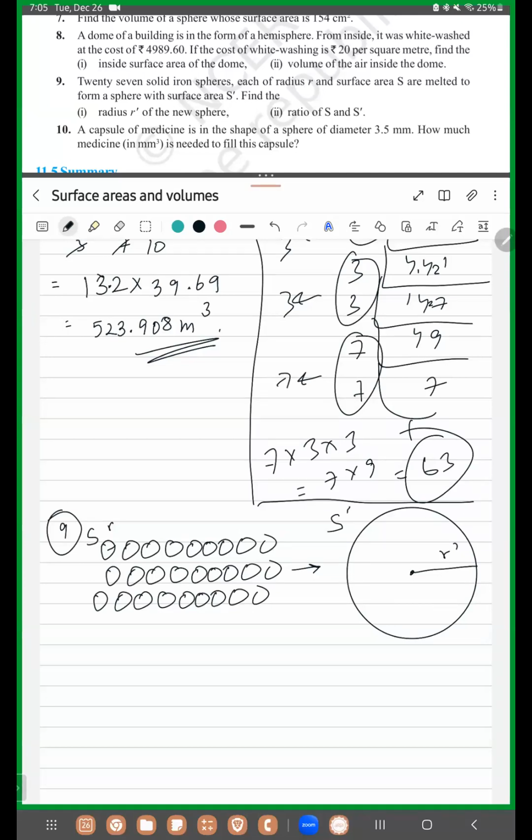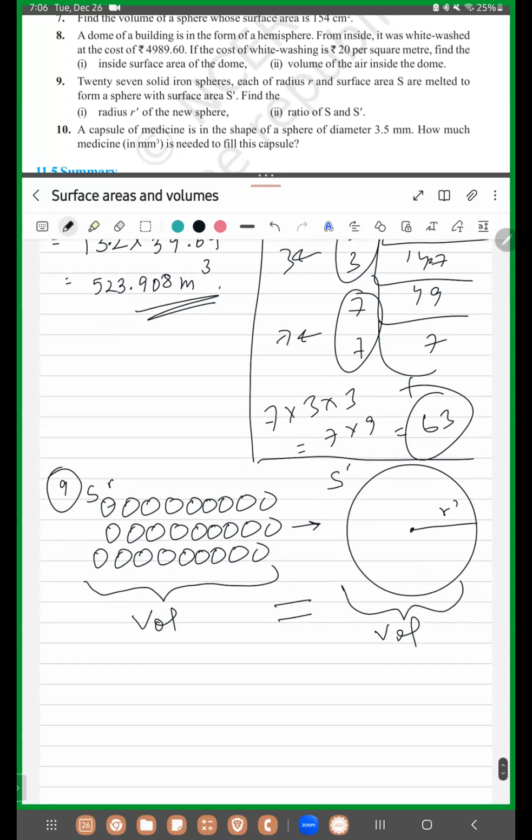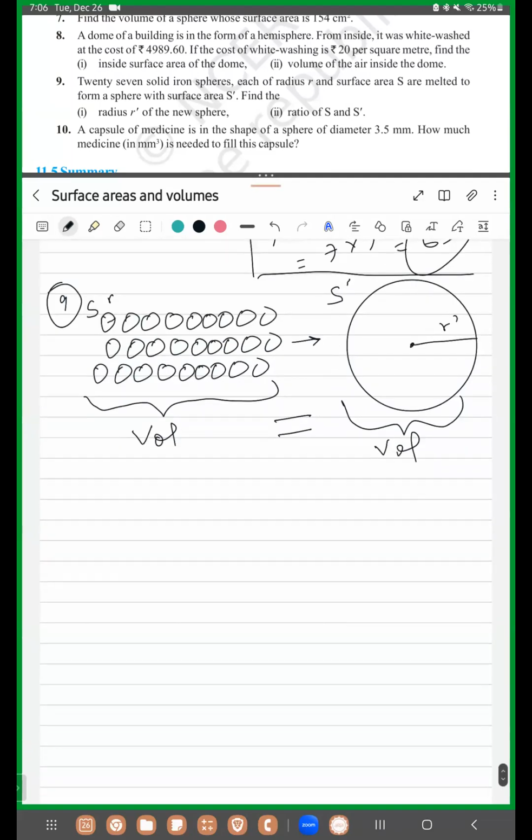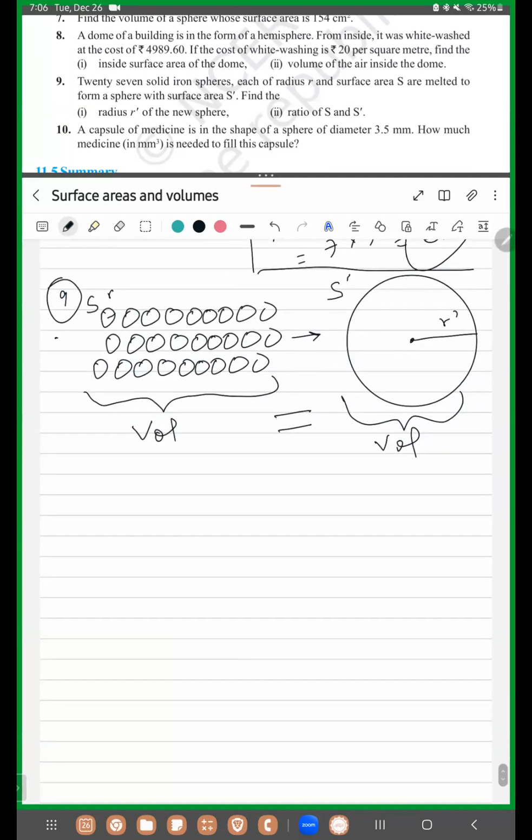But there's one thing that's going to be the same. When you add up the volumes of all of these 27 small spheres, that is going to be equal to the volume of the big sphere, because volume means amount of something. It's the same amount of metal that's being melted to form the new sphere. So the volume is going to be the same. That is one thing that we can use in this question.